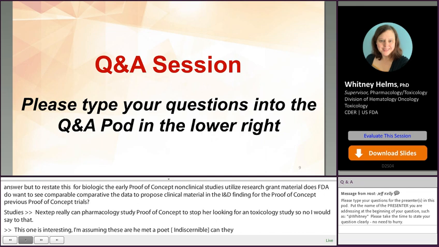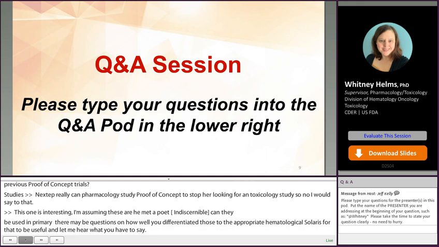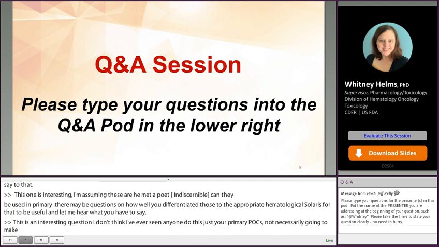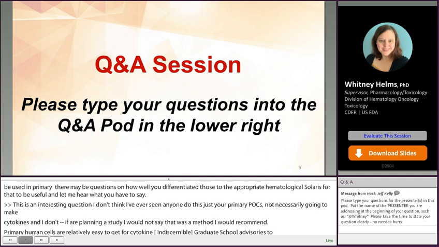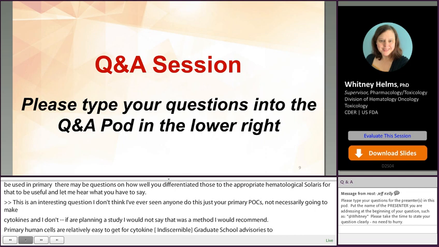Yeah, this is an interesting question. I don't think I've ever seen anyone do this. I mean, your PSCs aren't necessarily going to make a lot of cytokines. So if I were planning the study, I would not say that was a method that I would recommend. Primary human cells are relatively easy to get for cytokine release assays. I don't know that that's a method I would try to use at this point. Yeah, it seemed kind of complicated to me as well.